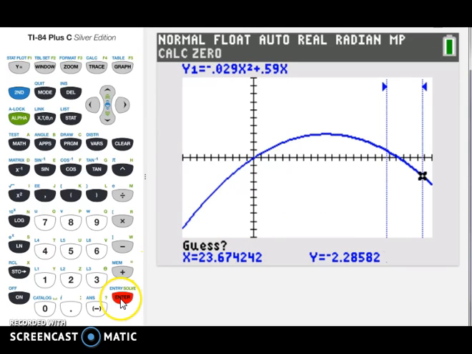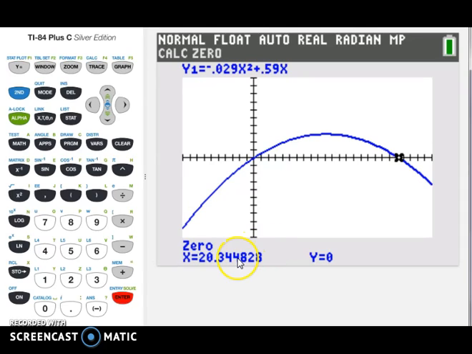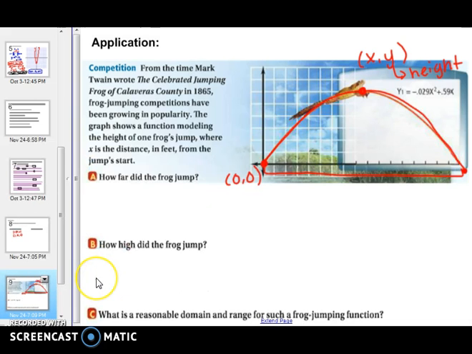Okay, and then it says guess. So you could have stopped him closer. Mine was just doing its own thing. And then we're going to hit enter again. So it tells us the 0 is 20.34. So that means the distance the frog jumped was 20.34 feet. So how far did he jump? 20.34 feet. How high did he jump?